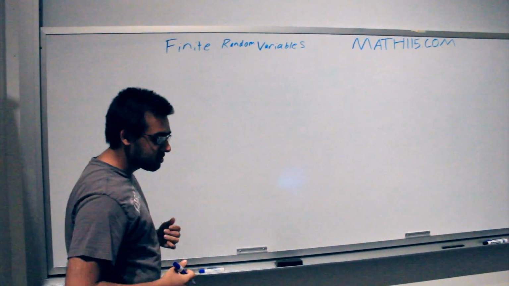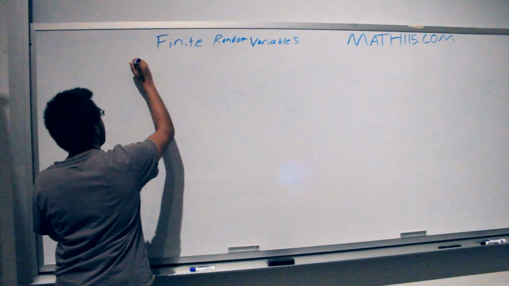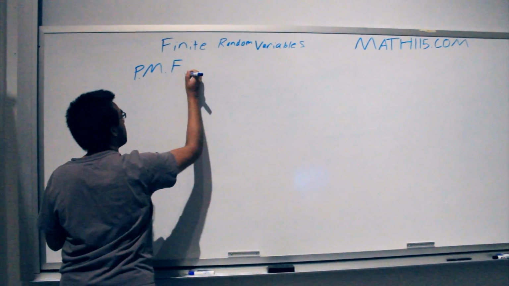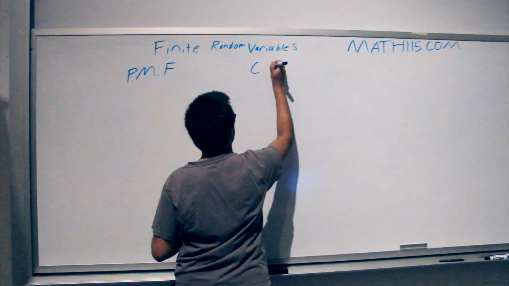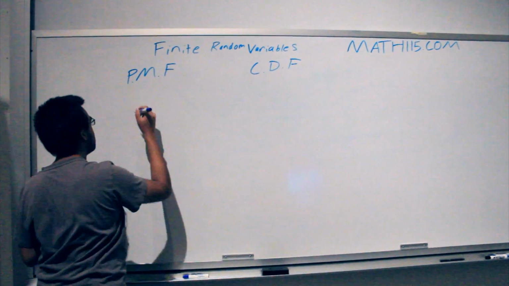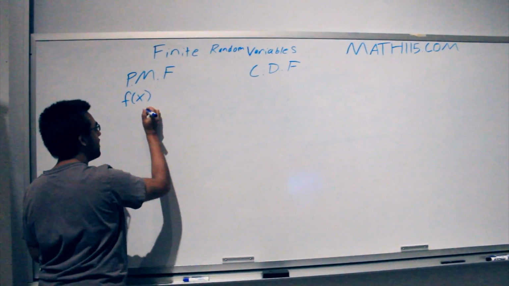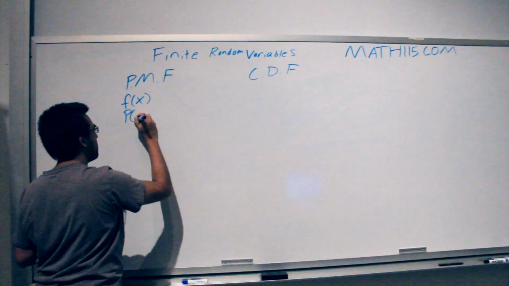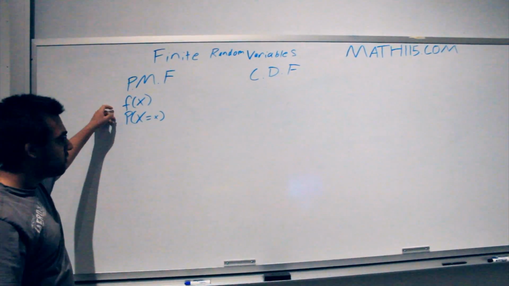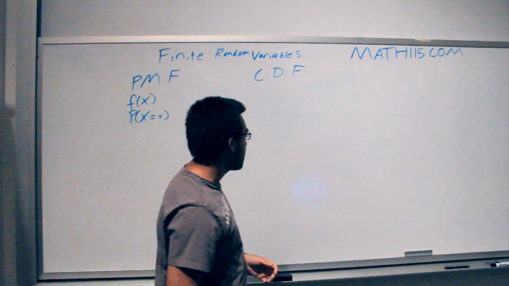So finite random variables, let's start with what that means. You have two types of finite random variables that you can work with. You can either have a PMF or you can have a CDF. A PMF may be shown as two different things. It can either be shown as a little f of x, or it can be shown as the probability that X is equal to x. So you've seen these before, but you may not have known exactly what they meant. Now we're going to get into exactly what these things mean.